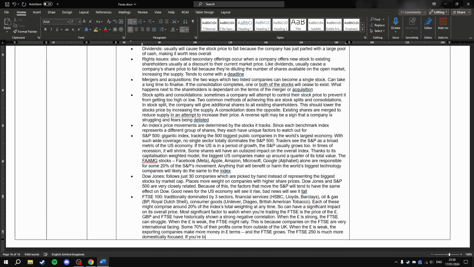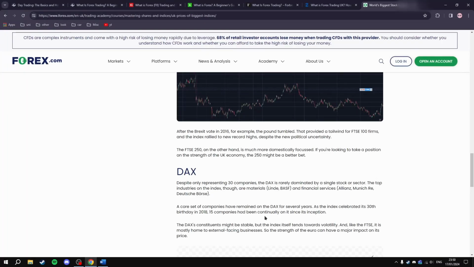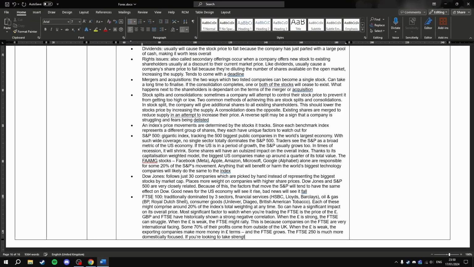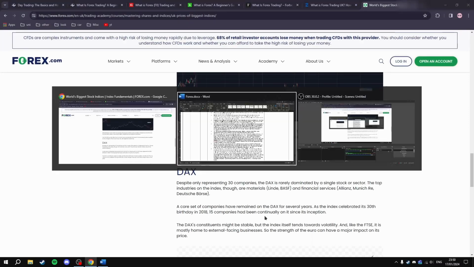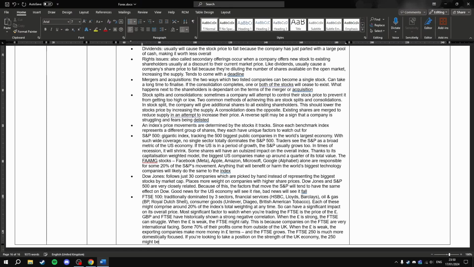If you're looking to take a position on the strength of the UK economy, the 250 might be a better bet.